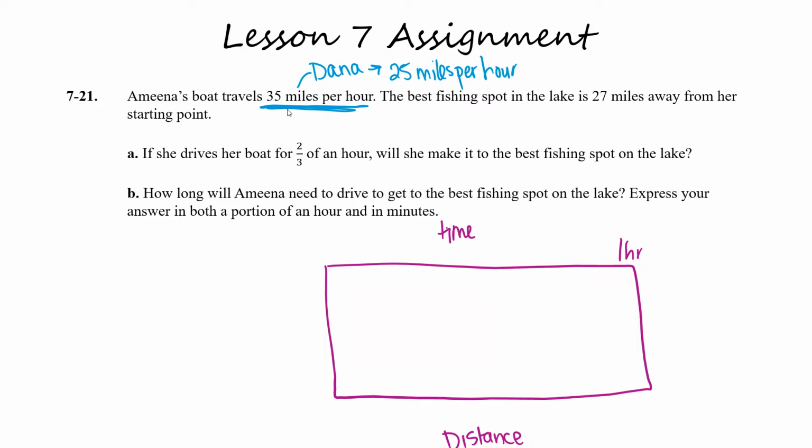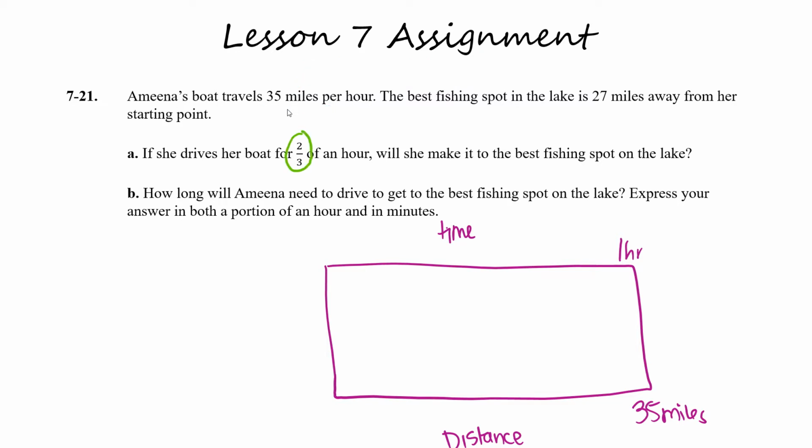All right, so we are setting up a tape diagram here where we're having time on top, distance on the bottom. We'd have 1 hour as our whole for time, but 35 miles as one whole for distance. Remember with Dana, we had it as 25 because in 1 hour, Dana could ride his bike 25 miles. In this case, Amina's boat can go 35 miles in 1 hour.